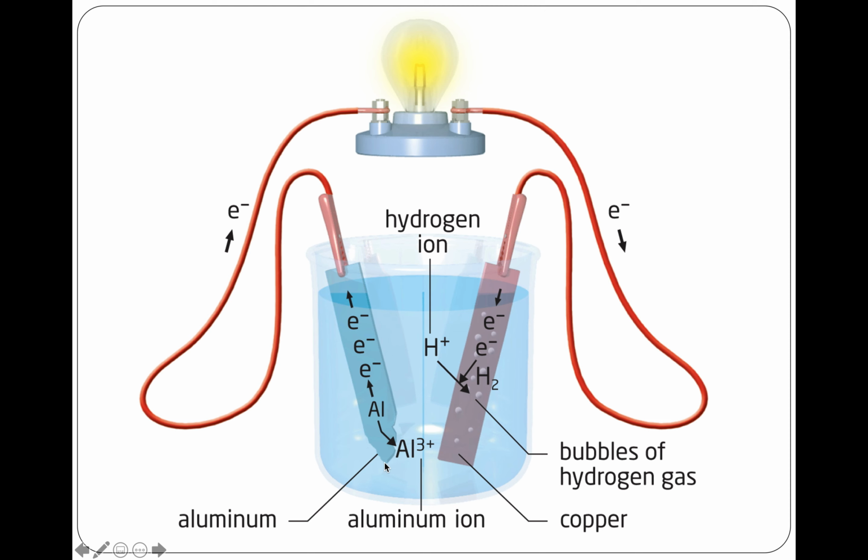All the aluminum is going to go away. Once the aluminum is gone, there's no more source of electrons, right? We need to get another piece of aluminum or some other metal in order to complete the circuit again. So hence, when the aluminum runs out, the light goes off or the battery is dead.